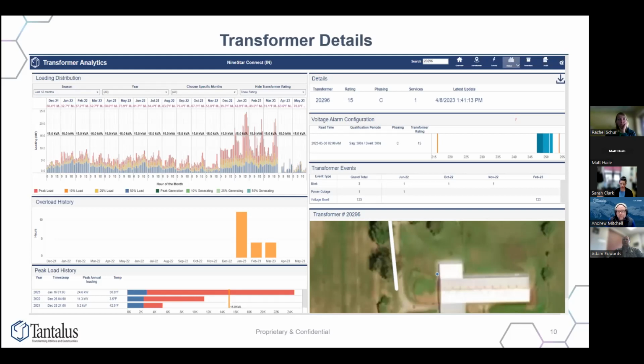Hey, Andrew, there's a question that came in. I assume this means the mapping must have the transformer-to-connected-meters done to get the transformer loads. Is that correct?